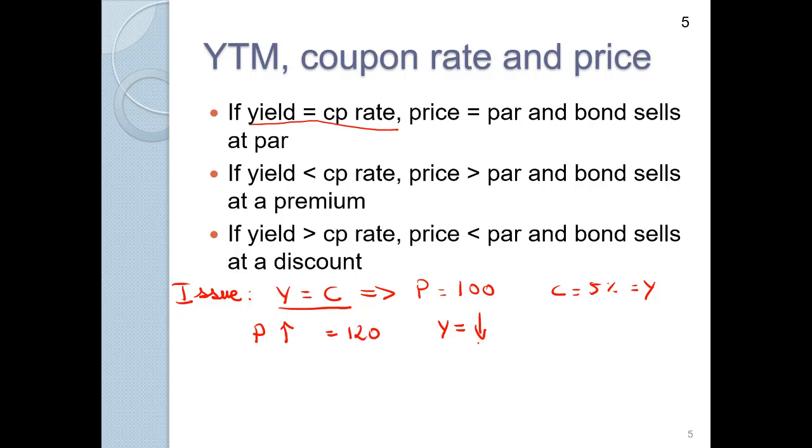So then in this case, when the yield is lower than the coupon rate, the price is greater than the par value. So in this case, the new price of 120 is greater than 100. And we say that the bond is selling at a premium. So this is good. Conversely, if the price goes down, the company now is doing really badly.